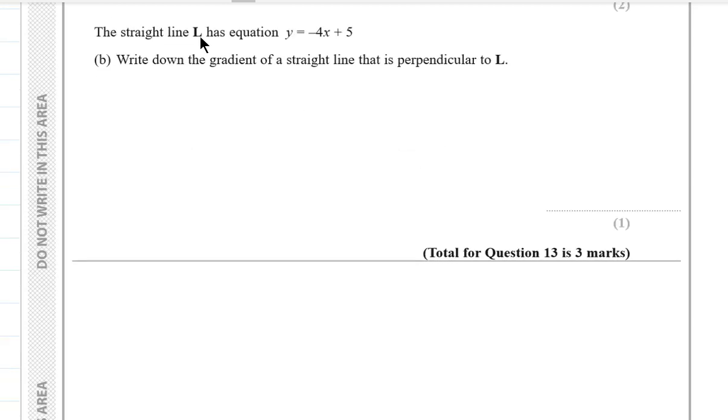The straight line L has equation y equals negative 4x plus 5. Write down the gradient of a straight line that's perpendicular to L. Also very easy. The gradient of L is negative 4 directly, because it's in the form y equals mx plus c. So to get m of the line perpendicular to L, you take the reciprocal and change the sign, so it will be 1 over 4. So the answer is 1 over 4.